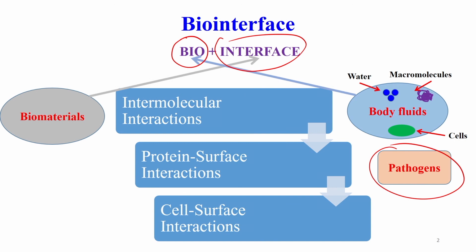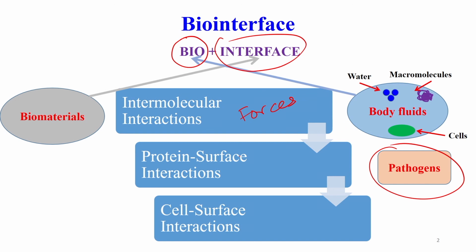So, the biointerfacial interactions go into multiple steps. The first one is intermolecular interactions, which involve various intermolecular forces, and depending on the intermolecular interactions, the first thing that takes place is the protein surface interaction, which decides the amount of adsorbed protein as well as the conformation of adsorbed protein, followed by the cell surface interaction. So, this is one example of the biointerfacial interactions.